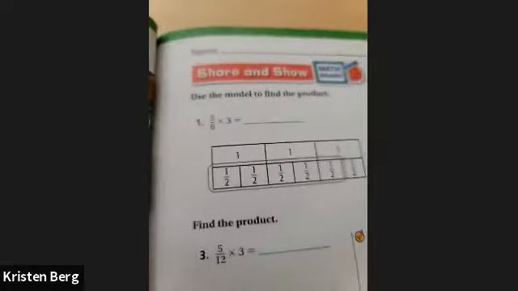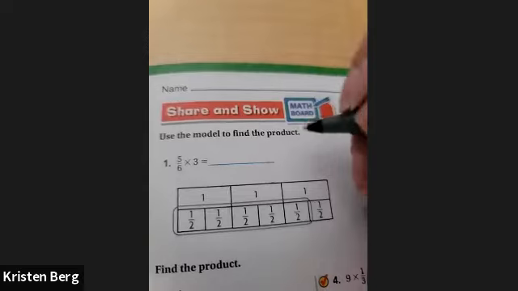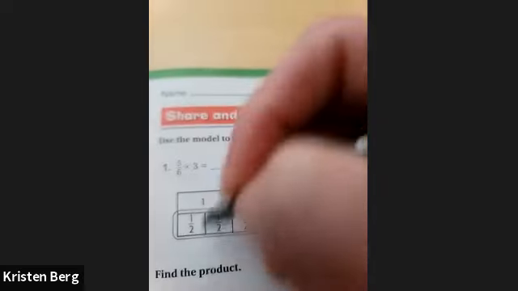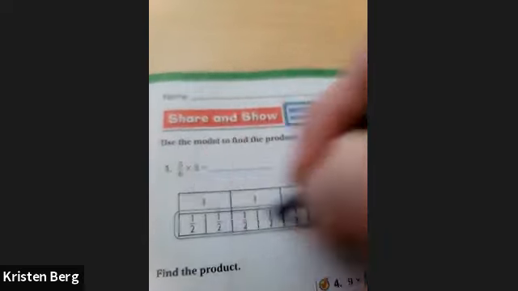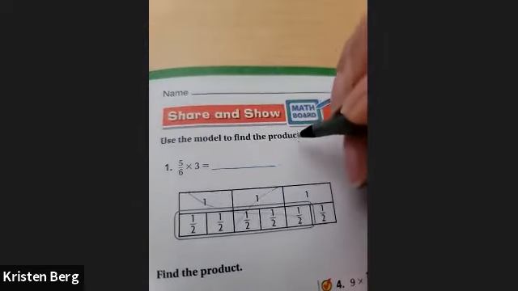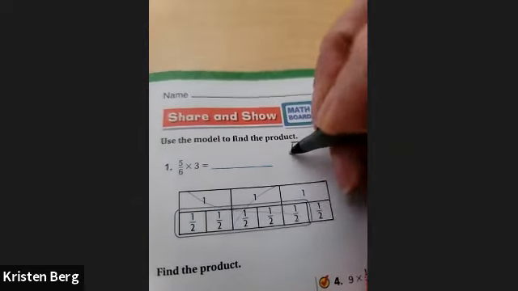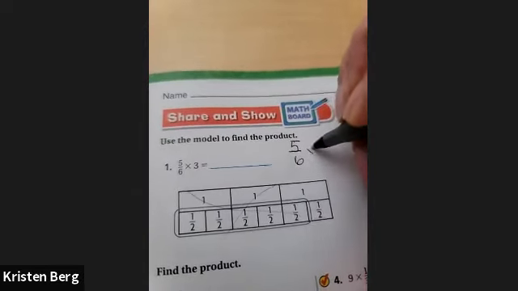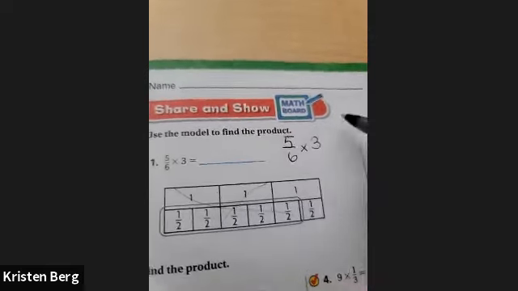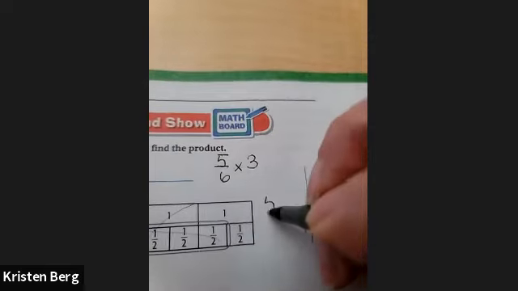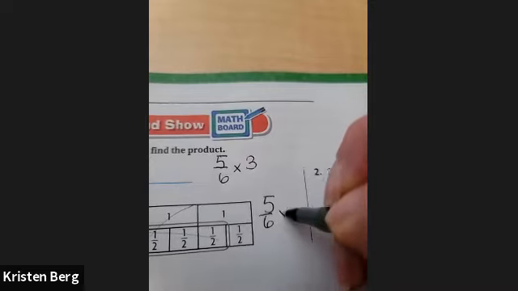All right, so now we're going to come over here. I'm not a big fan of this model, so I'm not even going to look at that. I did not show you fraction strips, nor will I ever show you fraction strips. So I'm just going to do the multiplication of this, and I'm going to show you both ways of multiplication.